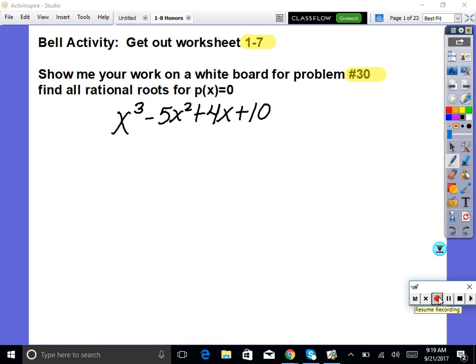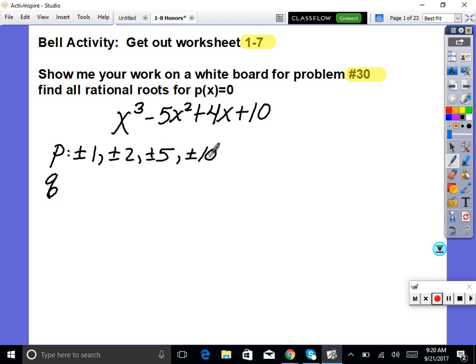As in, first of all, we cannot factor by grouping, unfortunately. So we'd have to P over Q it, which is a little unfortunate, but not that bad. So we'd say, okay, possible factors of P: 1, 2, 5, and 10. And then possible factors of Q: plus or minus 1. So P over Q's, I'm going to be lazy right now, are just this.